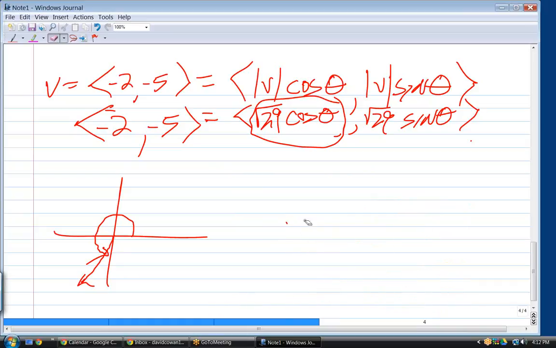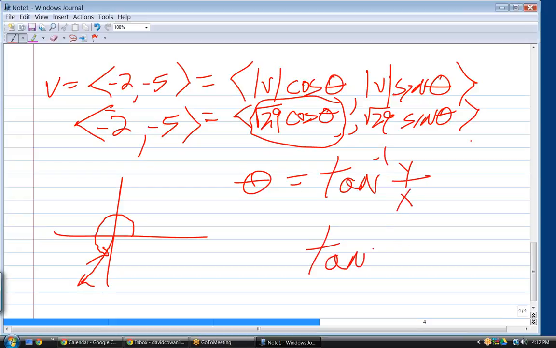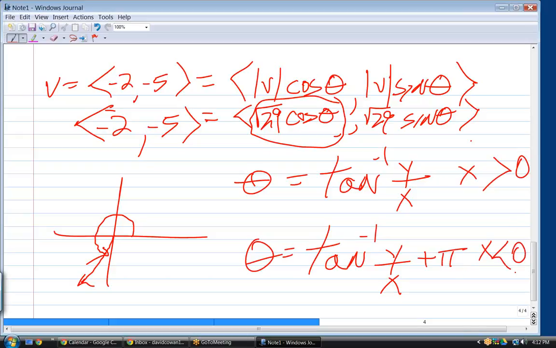The harder method makes no sense at all, whereas my definition, theta, is the inverse tan of y over x, or inverse tan of y over x plus pi, depending on what x is. This is if x is greater than 0. That's if x is less than 0. What if x is 0? What's theta going to be?